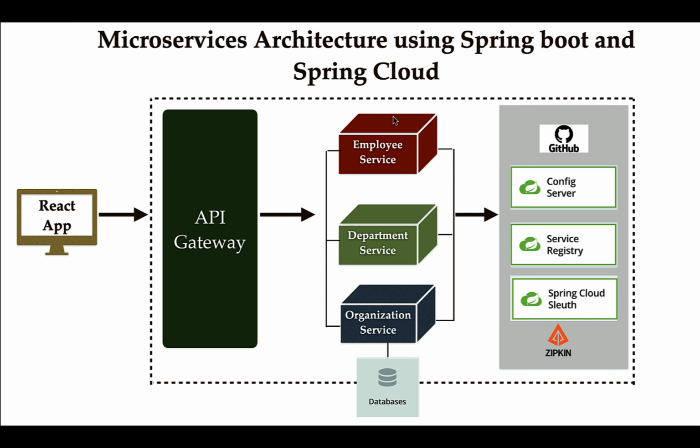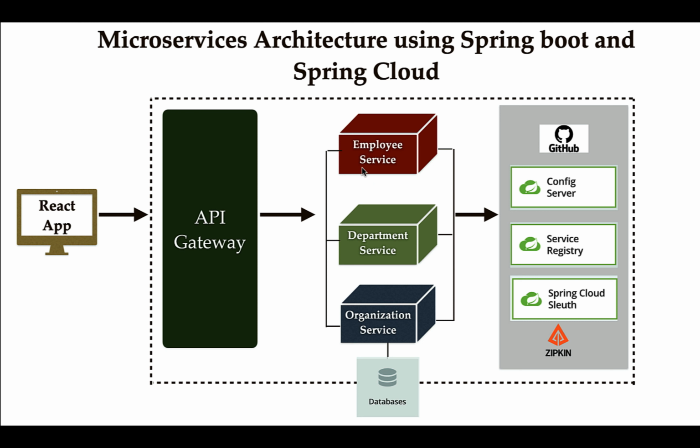Well, we are going to create three core backend microservices: employee service, department service, and organization service. And all these three microservices have their own databases. Well, we are going to use MySQL as the database for these microservices. Okay, so whenever you create a microservice in your project, make sure that each microservice has its own database. Alright, once we build the microservices, next we will see how these microservices communicate with each other.